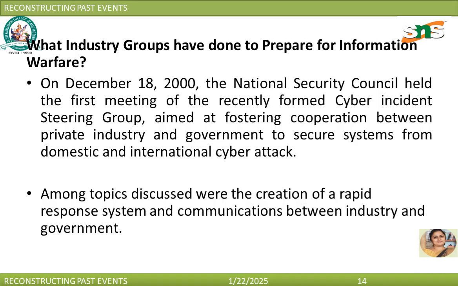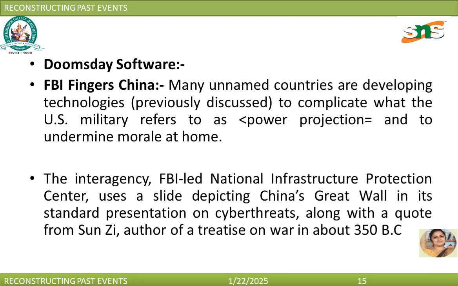What have industry groups done to prepare for information warfare? The National Security Council held the first meeting of the recently formed Cyber Incident Steering Group, aimed at fostering cooperation between private industry and government to secure systems from domestic and international cyber attack. Among topics discussed were the creation of rapid response systems and communications between industry and government. Doomsday software: the FBI fingers China, and many unnamed countries are developing technologies to complicate what the US military refers to as power projections.